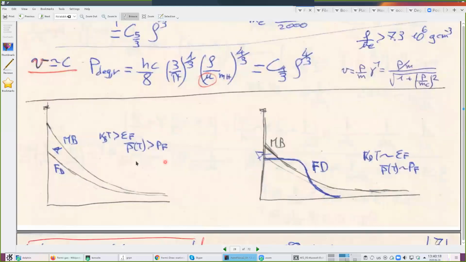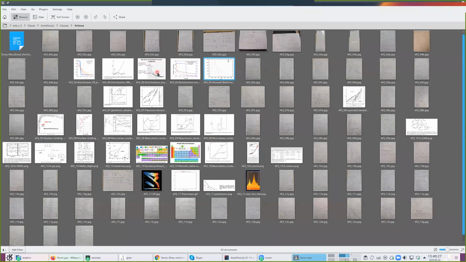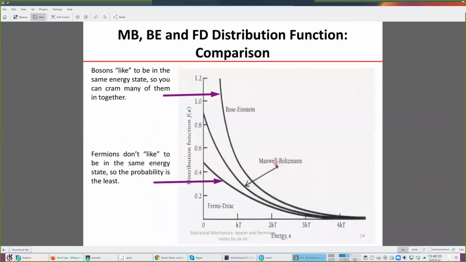And you can see here, it is better to show the right thing, the three distributions: Bose-Einstein, Maxwell, Fermi. You see the Fermi-Dirac is the one with the smaller distribution function.